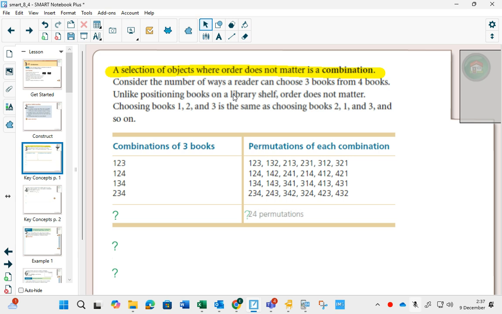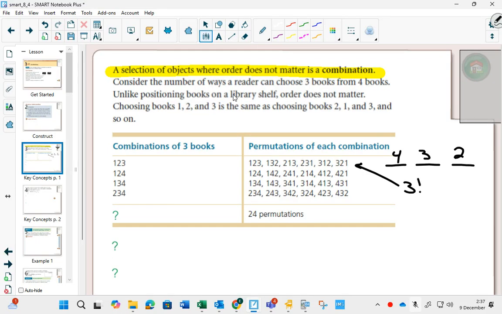There would be 24 permutations, right? Because if we were counting this with permutations, you'd have 3 decisions. Which book is first? 4 choices. Which book is second? 3 choices. Which book is third? 2 choices. And every single combination choice, which has 3 things, in permutations, can you see that these are all 3 factorial? Because if you had 3 things and you wanted to put them in order, you could do that in 3 times 2 times 1, 6 ways.